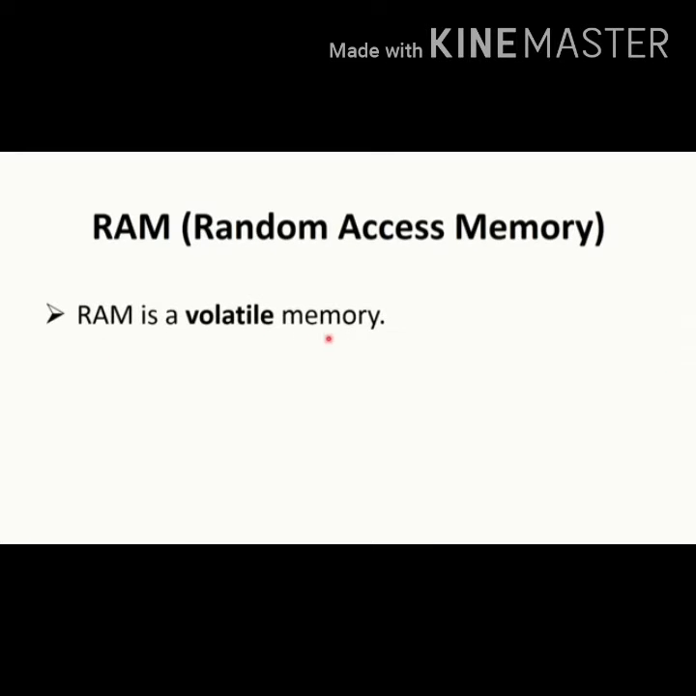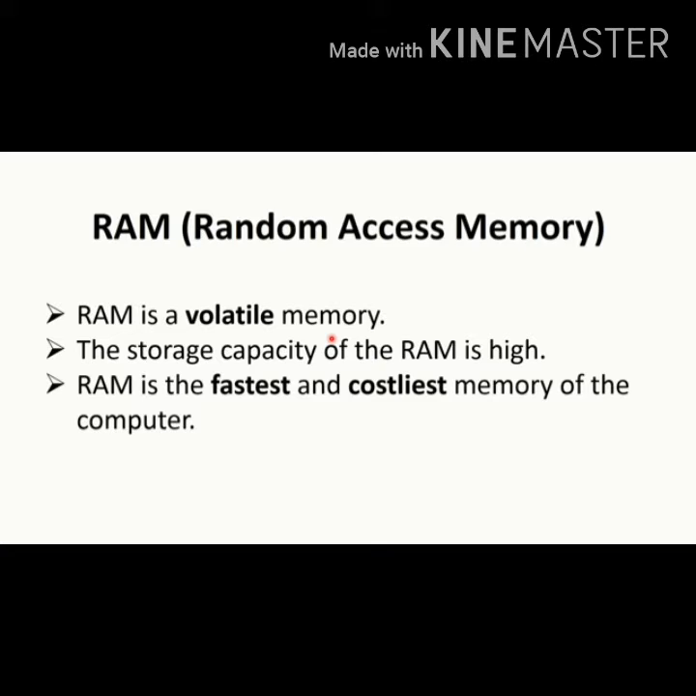RAM is a volatile memory. It stores the data till the power is switched on. Once the power goes off, the whole data in RAM gets erased, and it only stores data which has to be currently processed. The storage capacity of RAM is high, ranging from 64 MB to 16 GB.